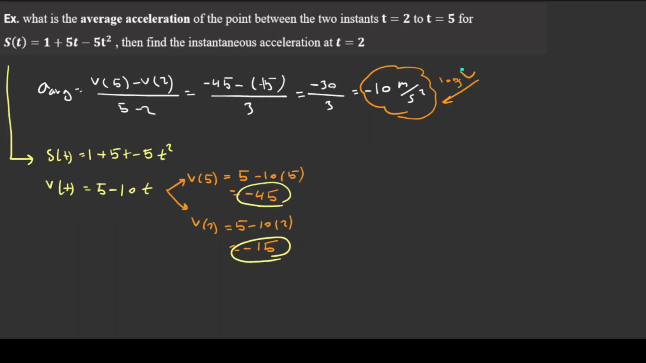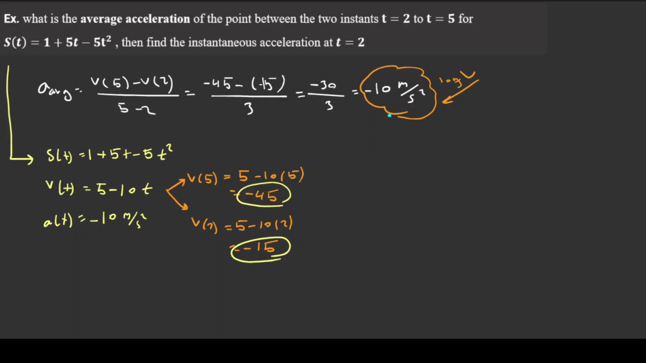To find the instantaneous acceleration, guys, I'm just going to differentiate the velocity again. We will get the acceleration function. So a of t equals negative 10. Acceleration is negative 10, and it's a constant, and the unit is meter per second squared.